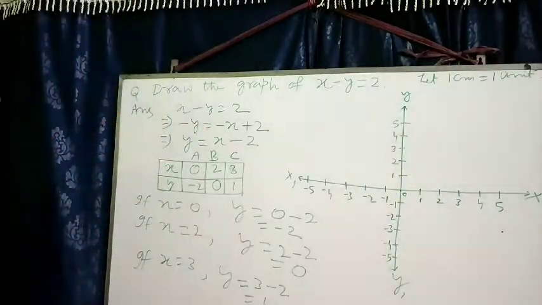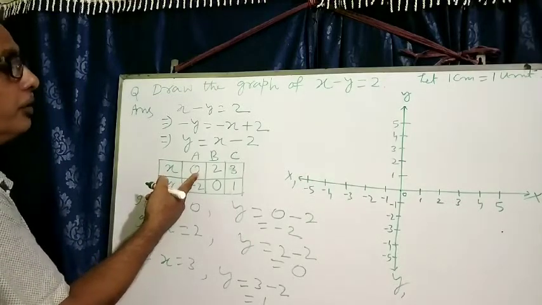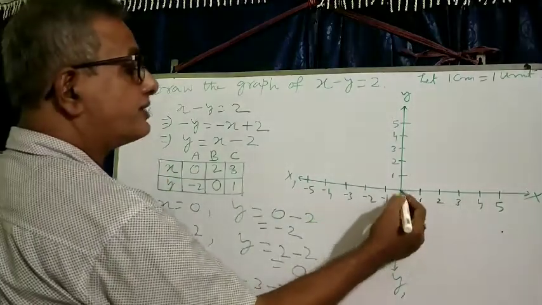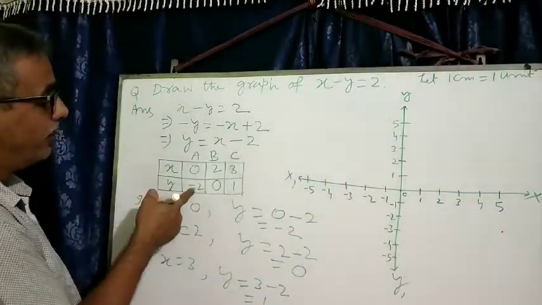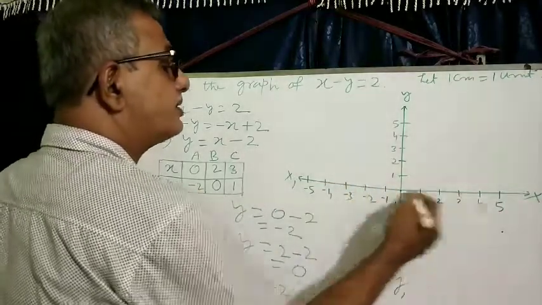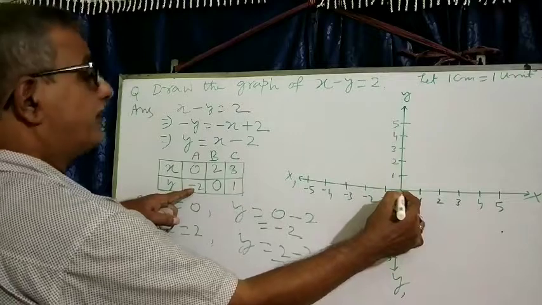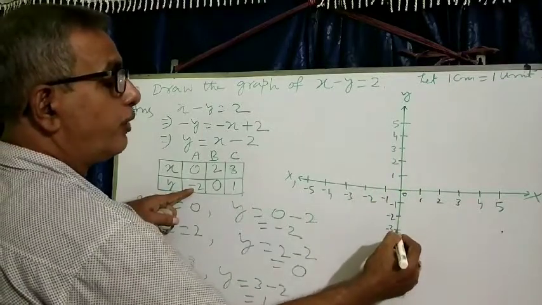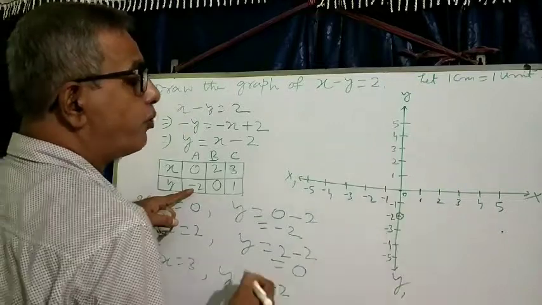Now plot this point. How can you plot? Here you see x is equal to 0. That means on the x axis you take 0. And on the y axis what should you take? Minus 2. So on the x axis you are taking 0, and on the y axis you are taking what? Minus 2. Where is minus 2 on the y axis? Here is minus 2.